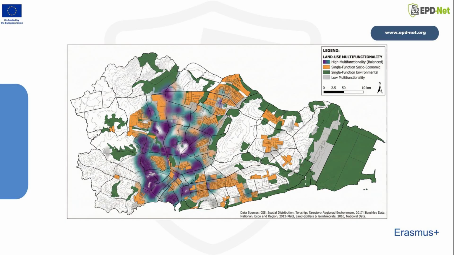In contrast, single function zones, either socio-economically dominant or environmentally dominant, reveal clear trade-offs where intensive land use reduces ecological performance or vice versa. The map, therefore, visualizes multifunctionality not as a static condition, but as a dynamic spatial gradient shaped by land use patterns, accessibility and resource distribution, offering a useful basis for sustainable territorial planning and decision-making.